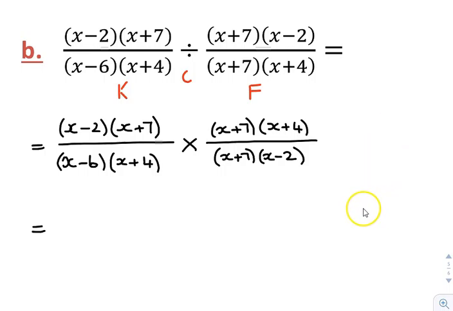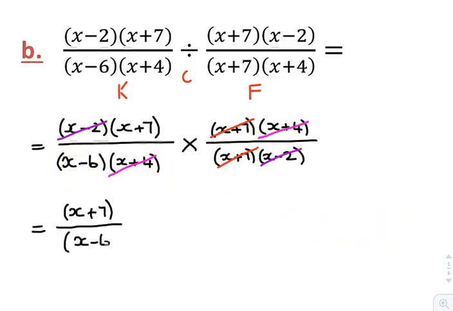Now what you'll notice here is that we have some things that are the same. So the x plus 7s are the same. x minus 2 and x minus 2 will cancel, and x plus 4 and x plus 4. Once we do this, we're only left with x plus 7 on the top and x minus 6 on the bottom, which is our end answer.